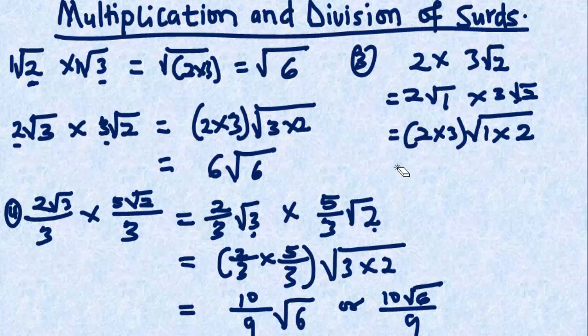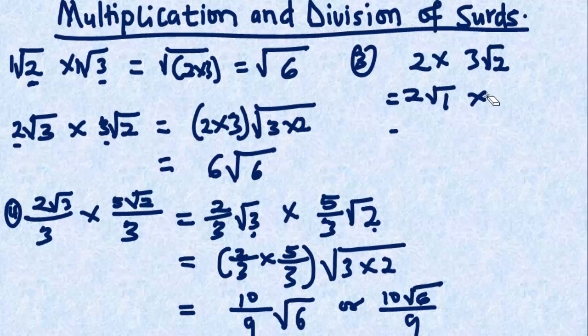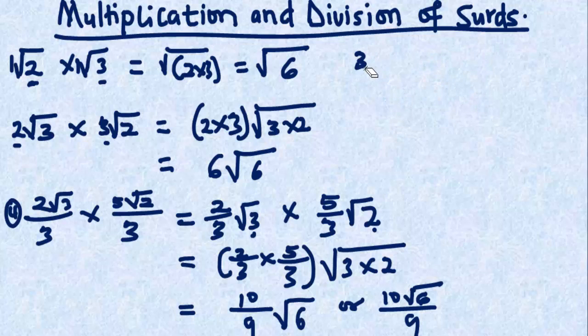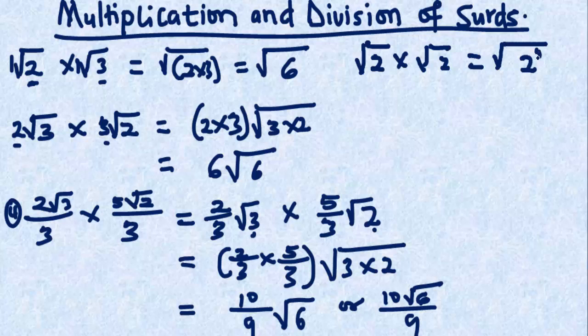Now let's take an example. Some people call it a rule in multiplication of surds. It's very important. If you have surds where the numbers in the root are equal, like root 2 multiplied by root 2, this will give us root 2 squared, and we are aware that the square and root cancel, so we have 2.